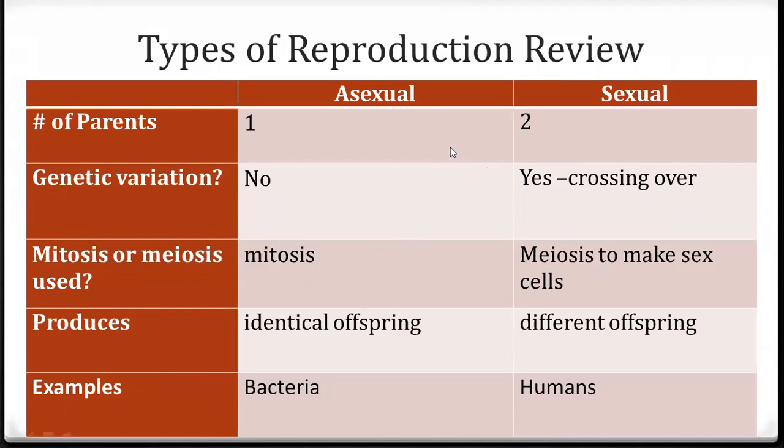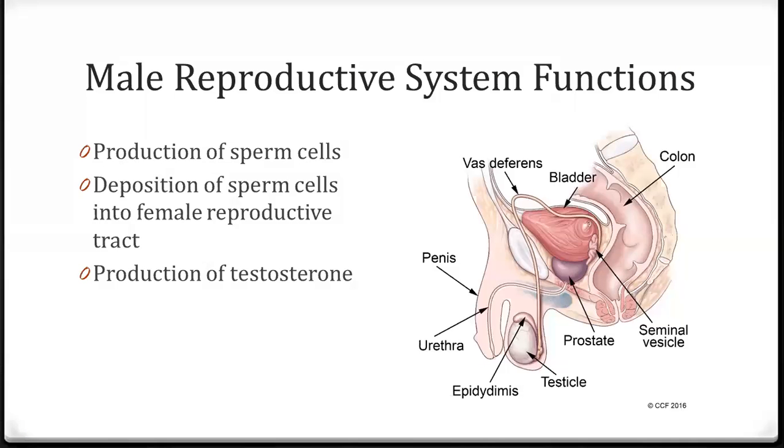Okay, so for asexual reproduction versus sexual reproduction, asexual, you have one parent, no variation. This occurs with mitosis. You have identical offspring. An example of a species that goes through asexual reproduction would be bacteria. For sexual, you have two parents, you have genetic variation from crossing over, and then meiosis is used to make sex cells, and you have different offspring, and humans do this.